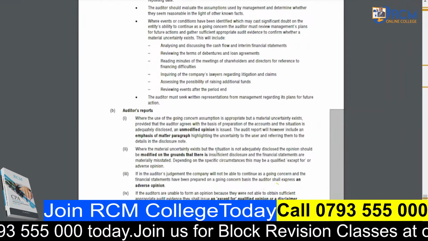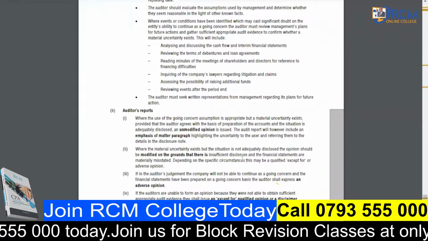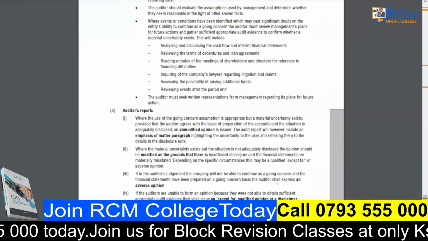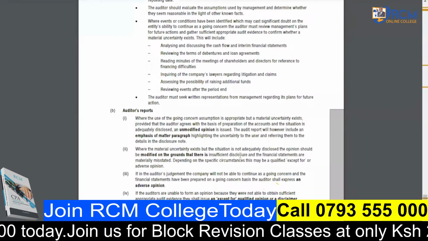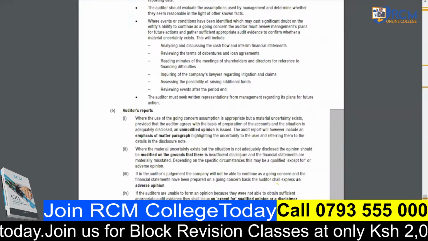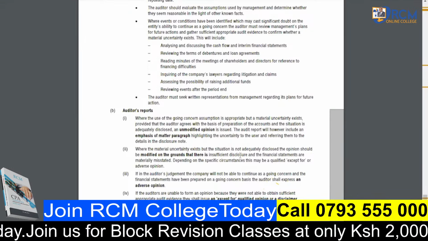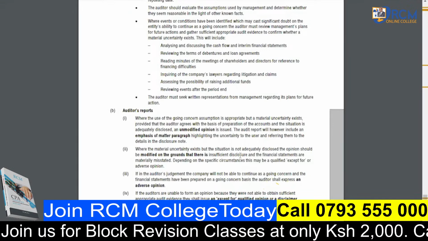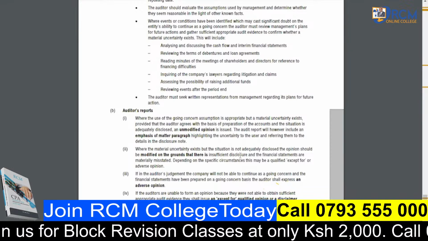Number two, where the material uncertainty exists, but the situation is not adequately disclosed by management, the opinion should be modified on the grounds that there is insufficient disclosure and the financial statements are materially misstated. Depending on the specific circumstances, this may be a qualified except for or an adverse opinion.